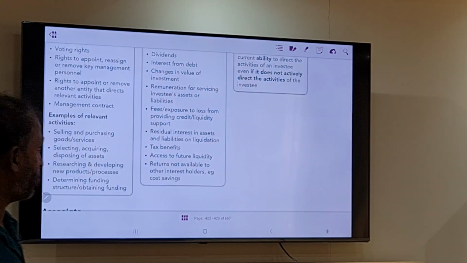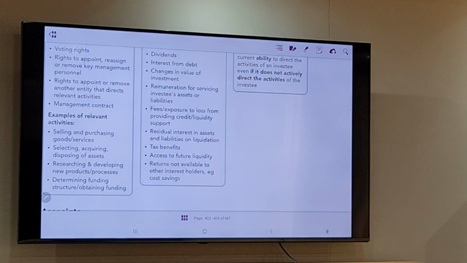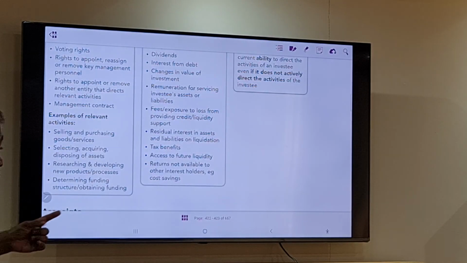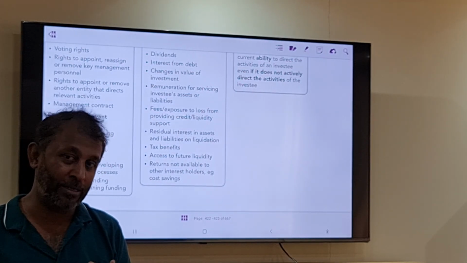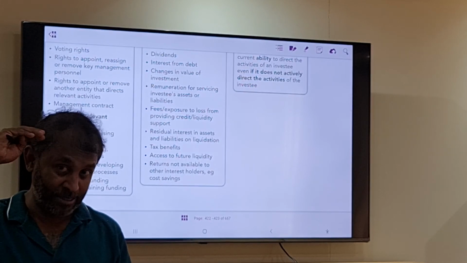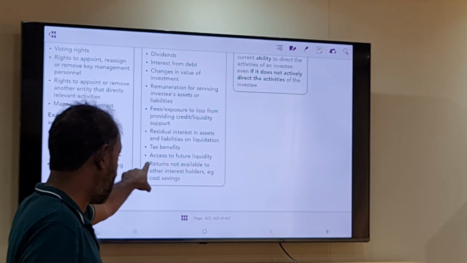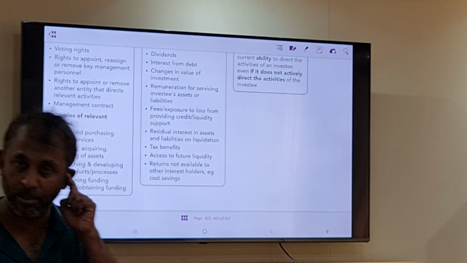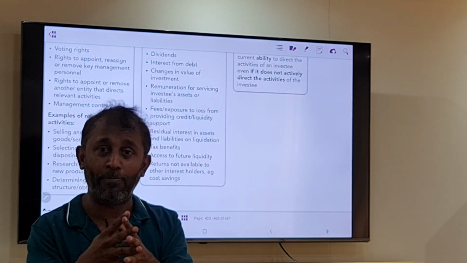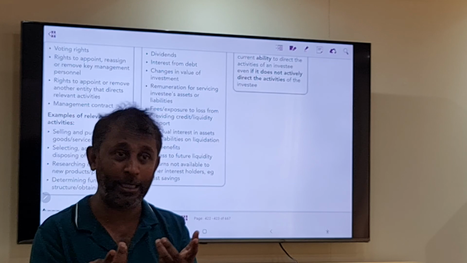The last one, fees or exposure to loss from providing credit or liquidity support. Let's say the subsidiary needs 500,000 to do some LC or something. You give the money and then you send a charge saying this is a service charge. And tax benefits: when you do the consolidation, there is a tax advantage coming. You will learn that in the next level. And access to future liquidity and returns not available to other interest holders, for example cost savings. That's a synergy. You combine, so some costs you can manage.